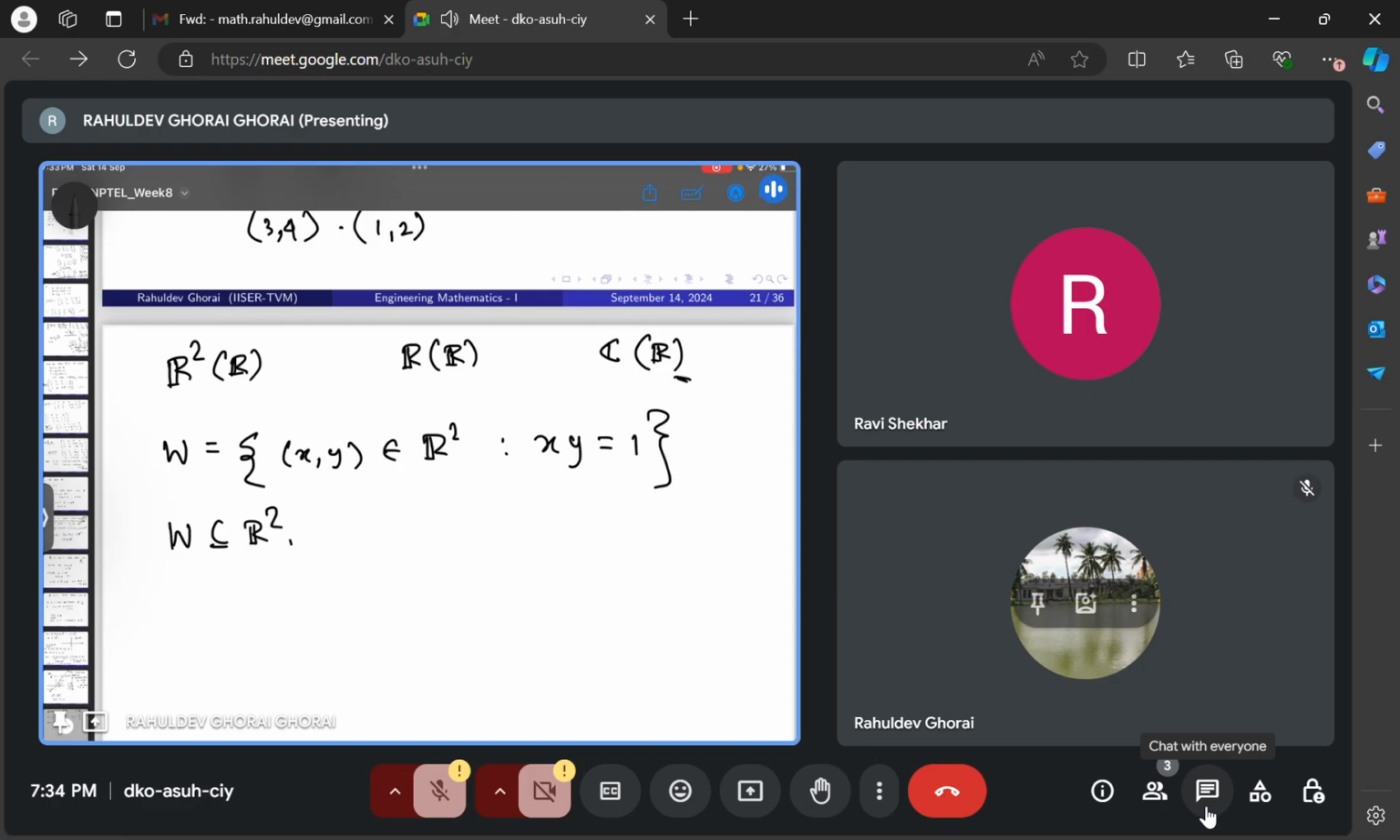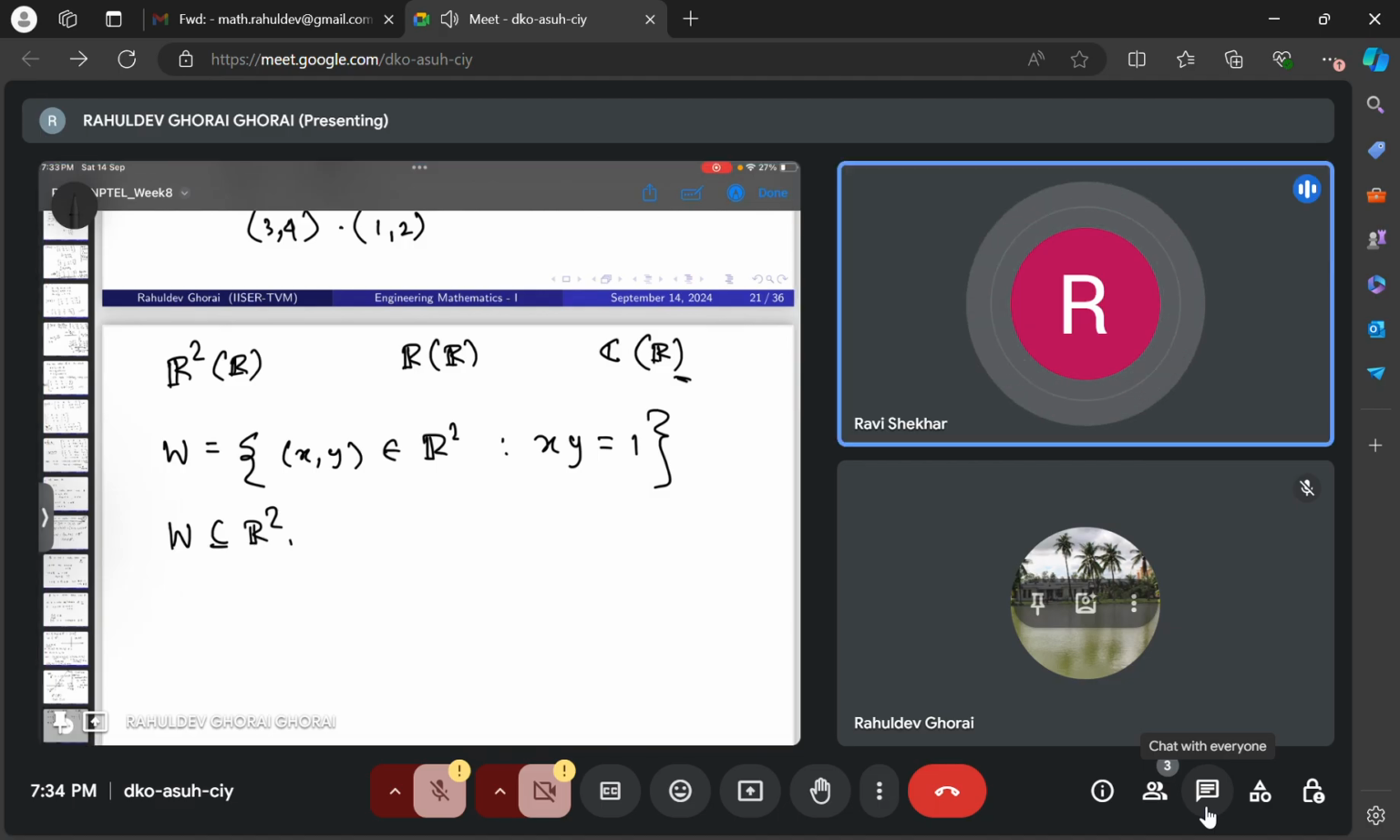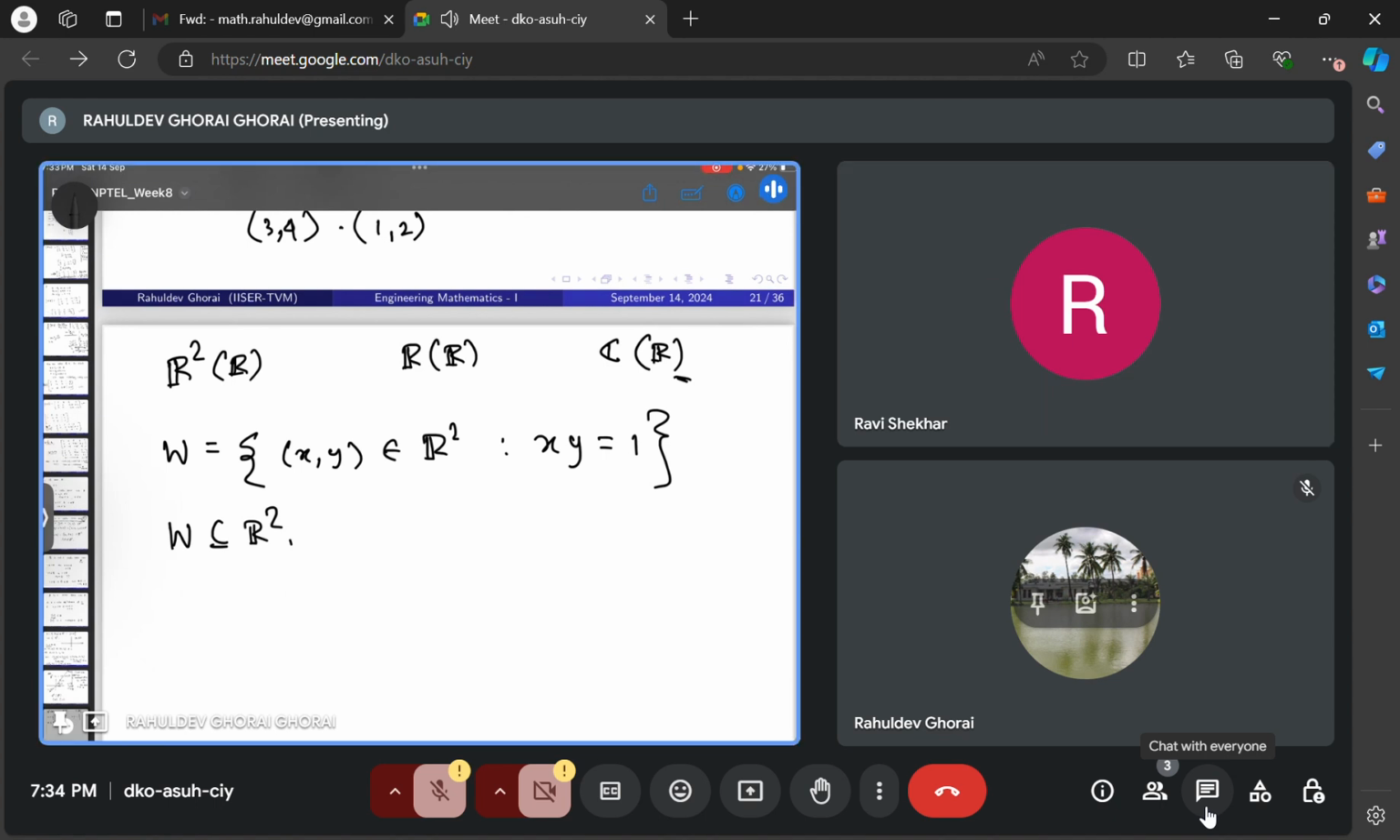Can you check the 3 properties? Ravi, please check. I will give some time. Sir, 0 does not belong to this W. Great, yes, the first one. I thought you would try the other properties also. So 0 has to be in W if W has to be a vector space. 0 is not in W, right? Because 0 times 0 is not equal to 1. So this W is not a subspace of R2, right? So it becomes very easy.